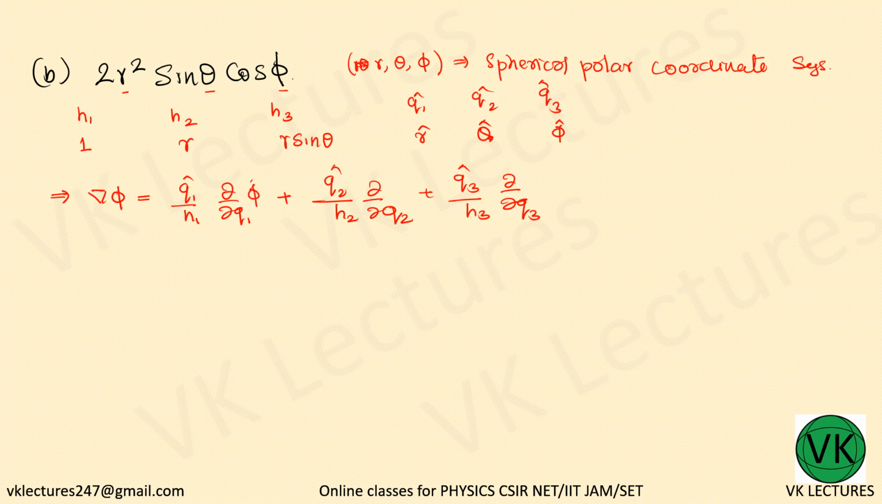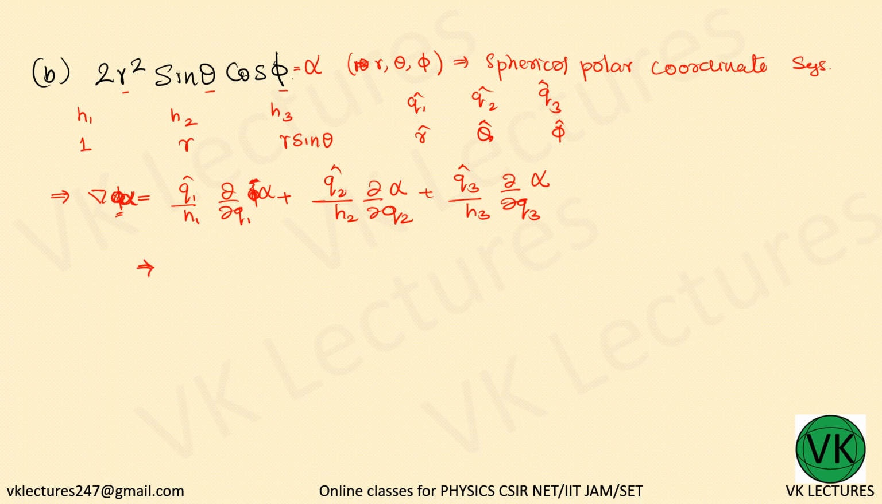This is phi, sorry, this is not vector phi. Let us take this as some alpha. I just don't want to take phi again, we have already taken phi. Let it be del alpha.